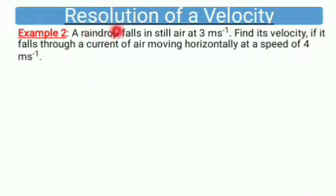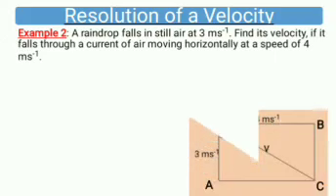Now let's look at example 2. A raindrop falls at 3 meters per second. Find its velocity if it falls through a current of air moving horizontally at a speed of 4 meters per second. Now, how do you go about this one?